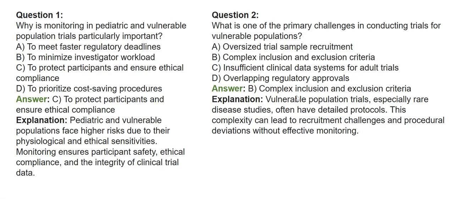So it is B, complex inclusion and exclusion criteria. As vulnerable population trials, especially rare disease studies, often have detailed, complex protocols. This complexity can lead to recruitment challenges and procedural deviations without effective monitoring.